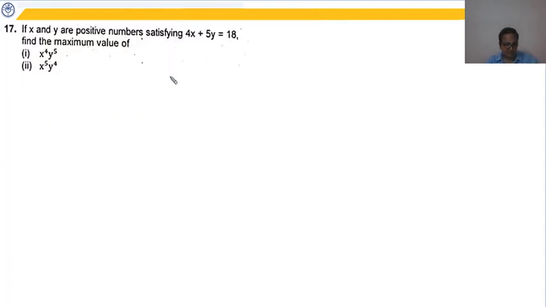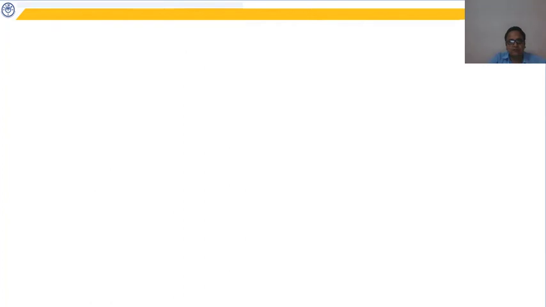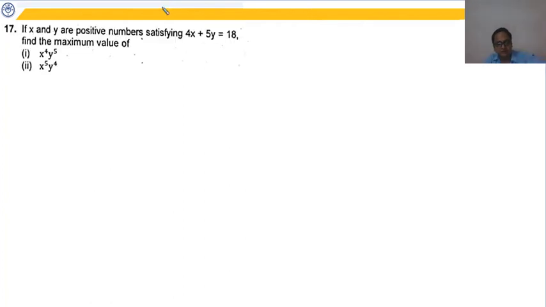Question number 17. It says if 4x plus 5y is equal to 18 given, we have to find the maximum value of it. 4x plus 5y is equal to 18 given. So we do the first part.